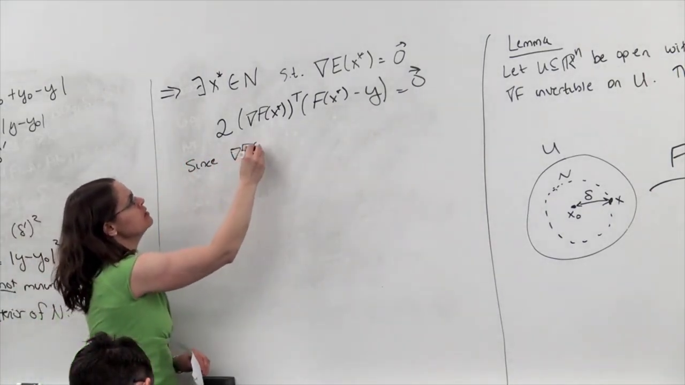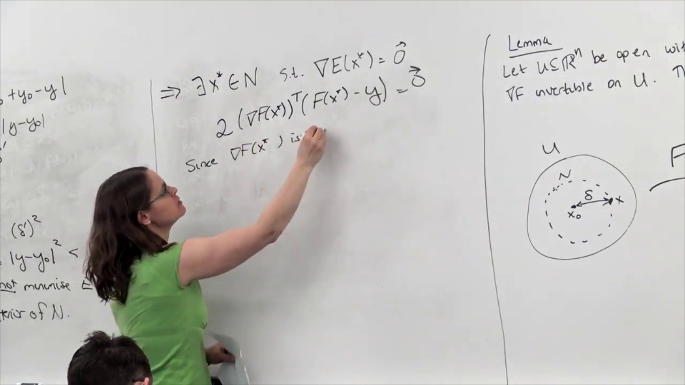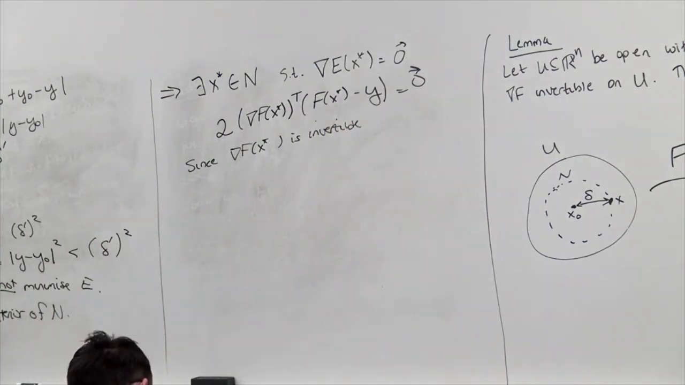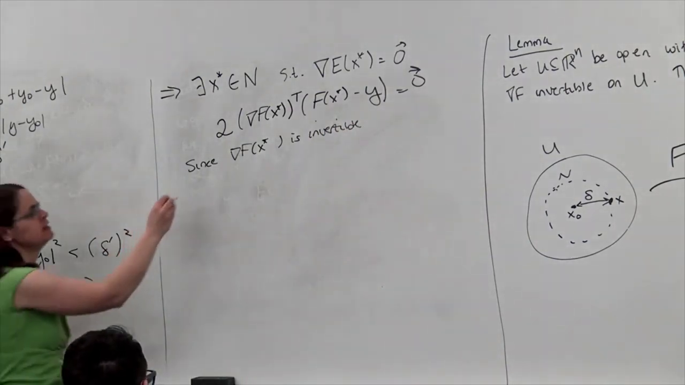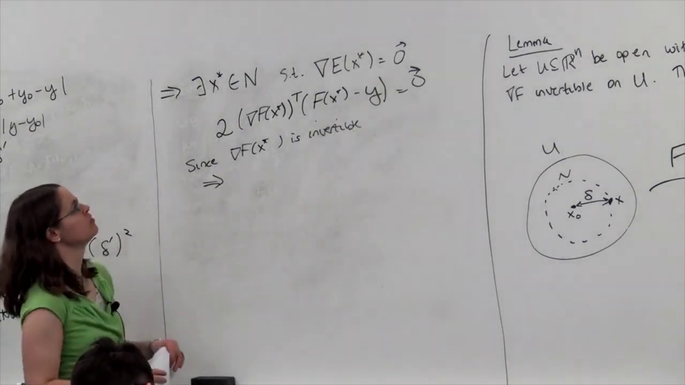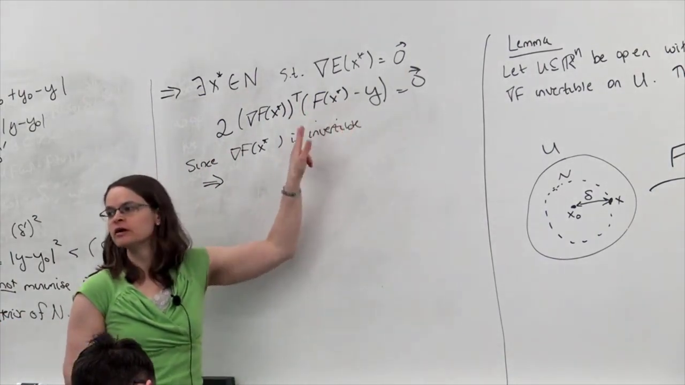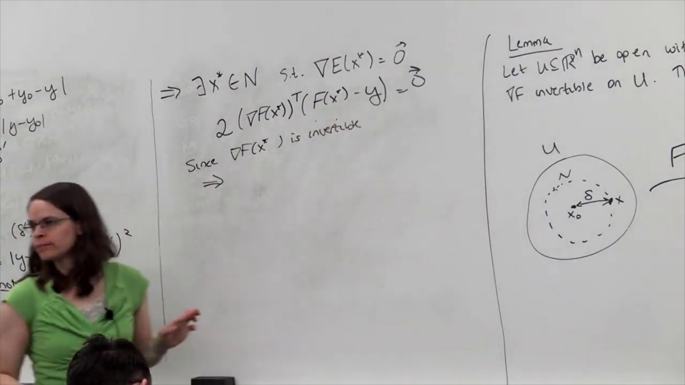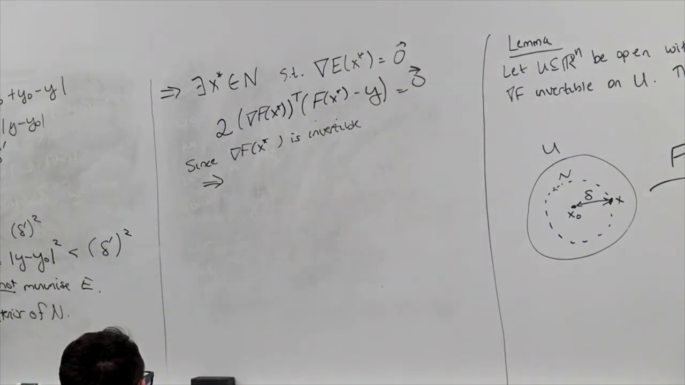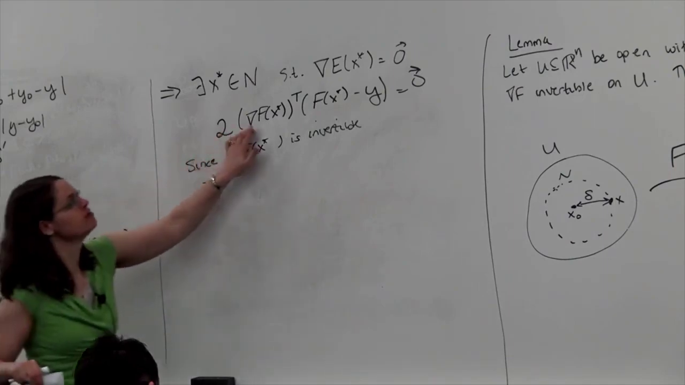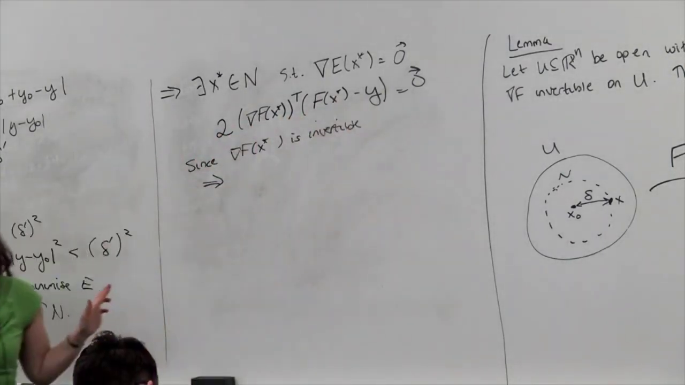Since the Jacobian is invertible, that means its transpose is also invertible. So this is an invertible matrix times some vector equals 0. If A is an invertible matrix, what is the solution of AX equals 0? 0, right? This is an invertible matrix, so this times a vector equals 0 has only the trivial solution.